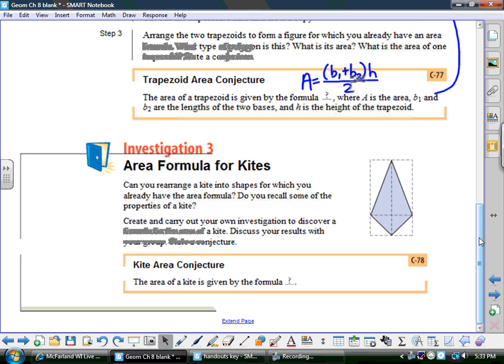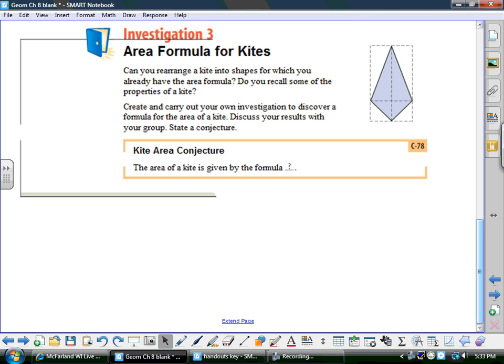In the third investigation, we're going to find an area formula for a kite. And what we want to do is rearrange the kite into shapes for which you already have an area formula. Do you recall some properties of a kite? Create and carry out your own investigation to discover a formula for the area of a kite. Discuss your results with your group and state a conjecture.